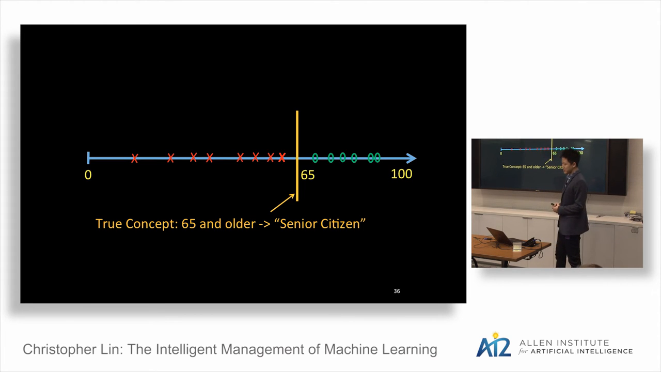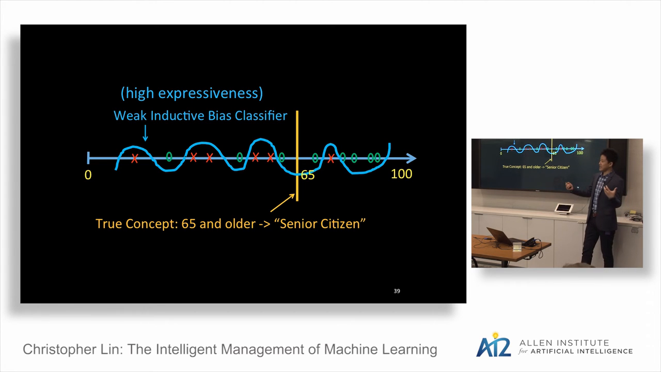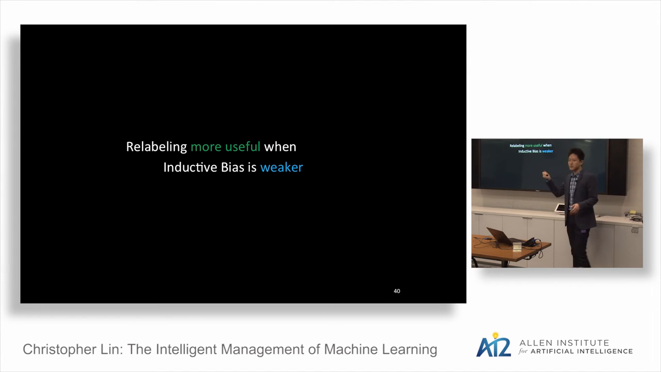All right, so here's some intuition about why inductive bias affects relabeling. Suppose you're trying to learn this toy problem where everybody 65 and older is a senior citizen. And now we throw in some noise. What happens if you try to learn a strong inductive bias classifier, like a linear classifier? It'll basically get the decision boundary about right because of its low expressiveness. The noise doesn't really affect it. But if you try to learn a weak inductive bias classifier, like a decision tree, which has very high expressiveness, which can basically learn any concept that you want it to learn, it's going to learn all the noise and overfit, right? And so what this tells us is that relabeling should be more useful when inductive bias is weaker, because you want to make sure that your data is clean given an algorithm that's very expressive.